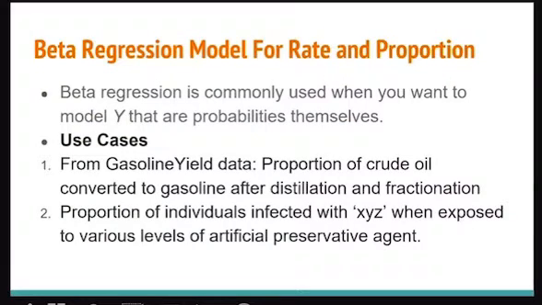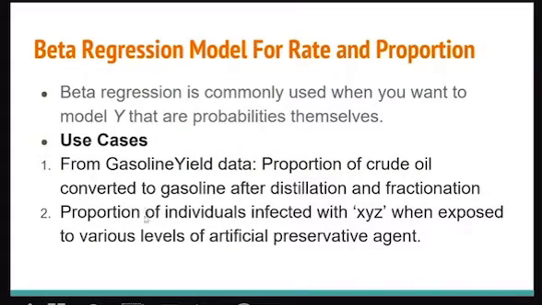Now, there's an example. That's why I said the beta regression model for rate and proportion. If you have been using a different model in your research to model a response variable that is a proportion or rate, you are wrong. And that's why I'm introducing to you an appropriate model that we call the beta regression model.